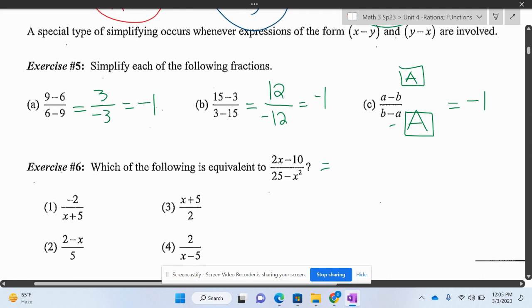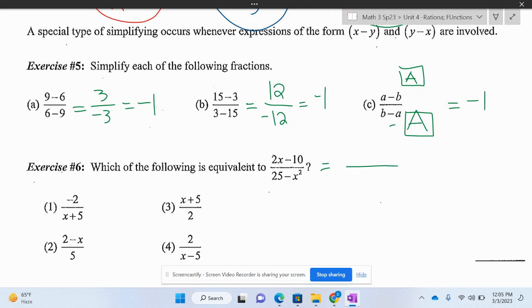So I have 2x minus 10 over 25 minus x squared. What can I take out of the numerator? A 2. If I factor a 2 out, I'm left with, let's see, 2x divided by 2 is x, and -10 divided by 2 is perfect. This bottom one is a difference of squares. What is the square root of 25? And what is the square root of x squared? It's x. So do I have two terms that are exactly the same, except I've just changed the order of the numbers inside of the term, or do you guys see this?